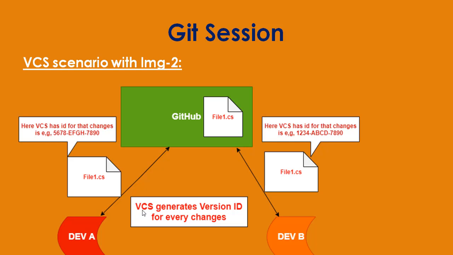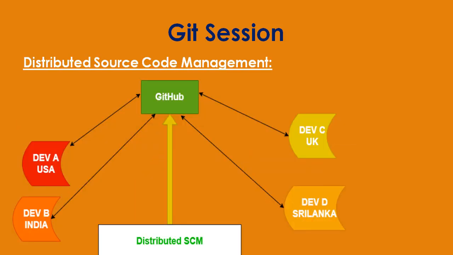Here Git is one of the popular version controlling systems. So overall, VCS is nothing but Git, the popular version controlling system. Okay, now we learn about what is distributed source code management.